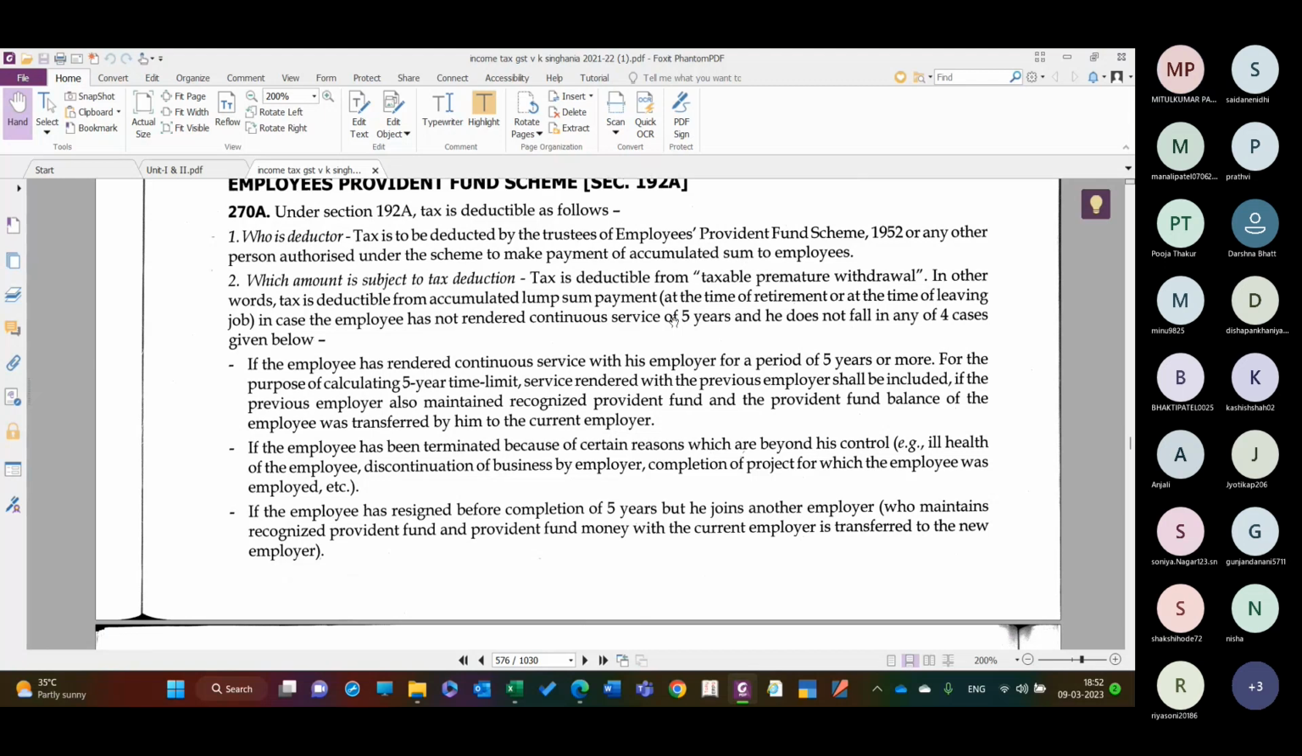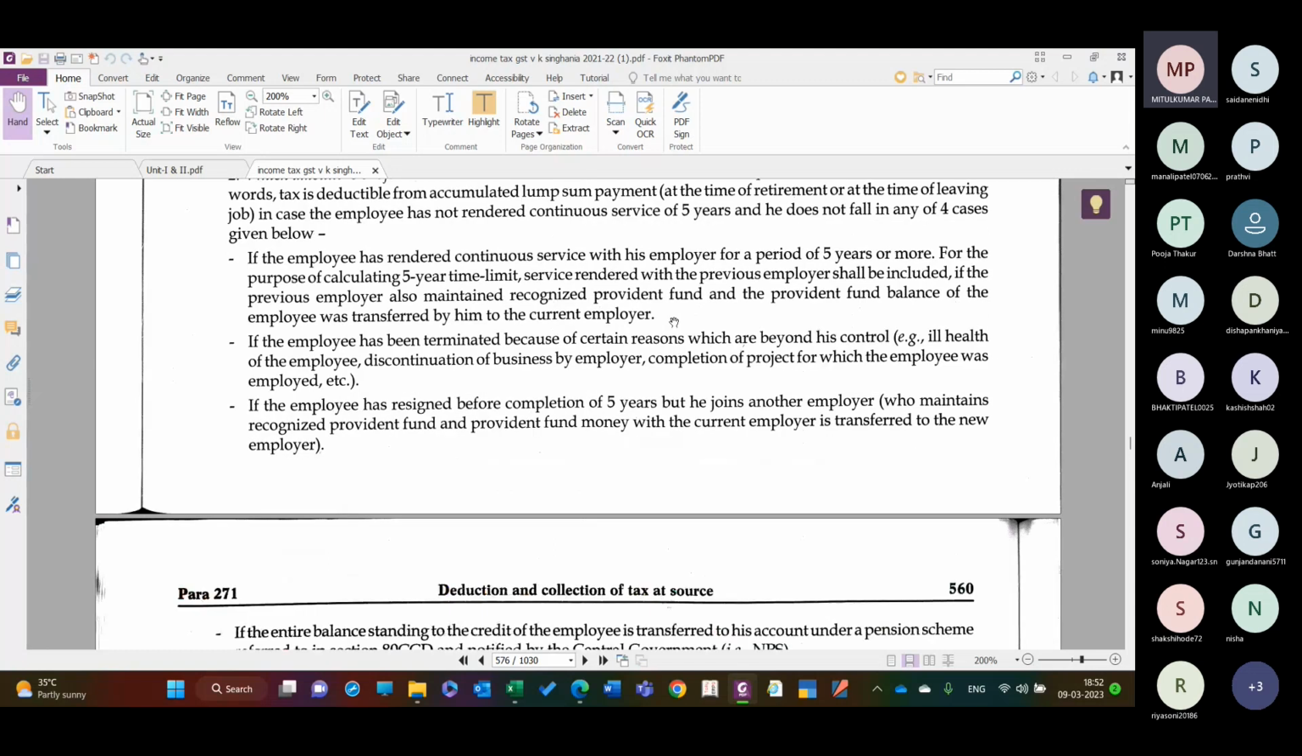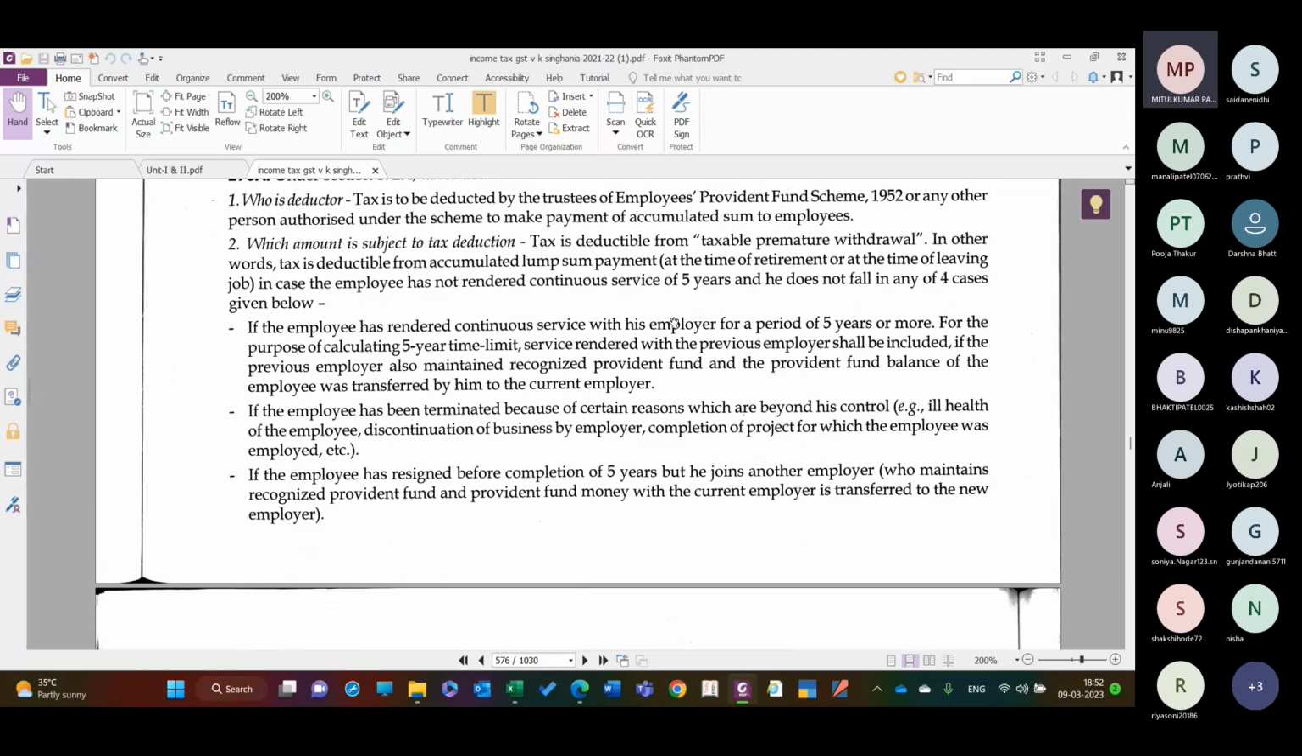4 conditions. If the employee has rendered a continuous service with his employer for a period of 5 years or more, for the purpose of calculating the 5 years time limit, services rendered with the previous employer shall be included, if the previous employer also maintains the recognized provident fund and the provident fund balance of the employee was transferred by him to the current employer, right? तो फिर यहाँ पे टैक्स नहीं लगेगा.